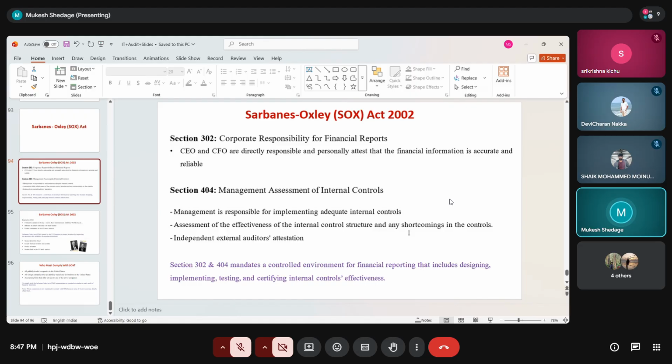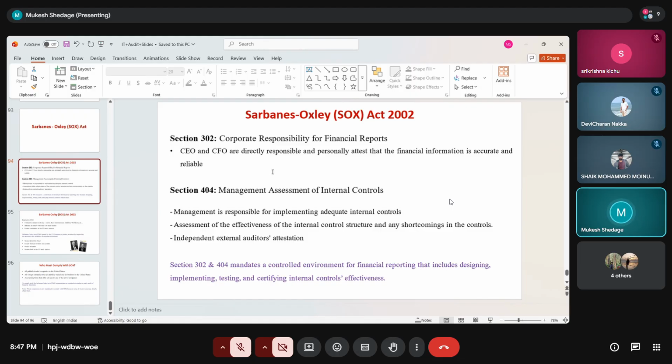In those shell companies, which were registered there, many people from the United States invested or bought shares. That money was also taken by the Satyam founders. Once it was found out that this had happened, the US Congress passed this law. What did they pass in this law? Majorly Section 302 and 404.